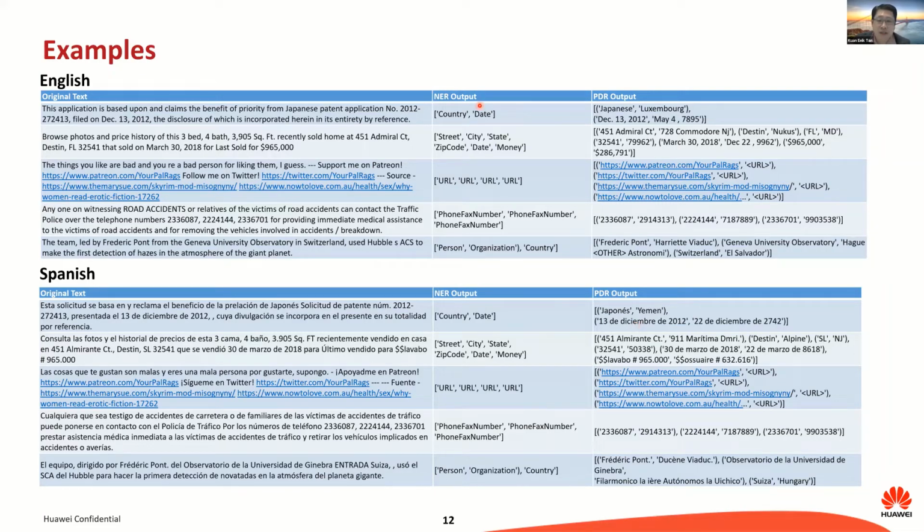This is an example that we have, which is multilingual. Here, for example, are the countries and dates, so they can be changed into different forms. This is from the first phase, the NER, and this part is the second phase, the PDR itself.